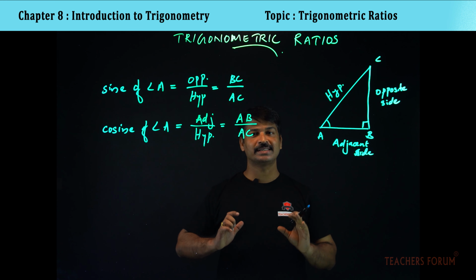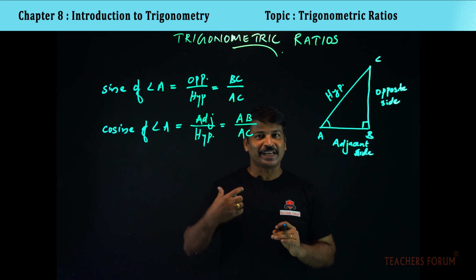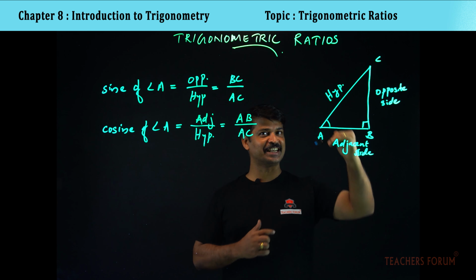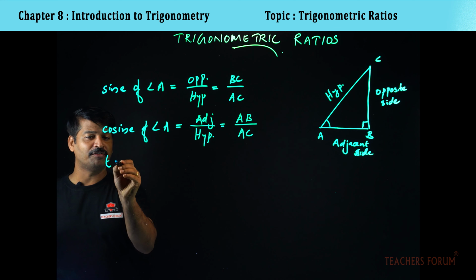You should know what is sine of angle A, opposite side by hypotenuse. Now cosine of angle A, that is adjacent side by hypotenuse. The next trigonometric ratio is tangent of angle A.